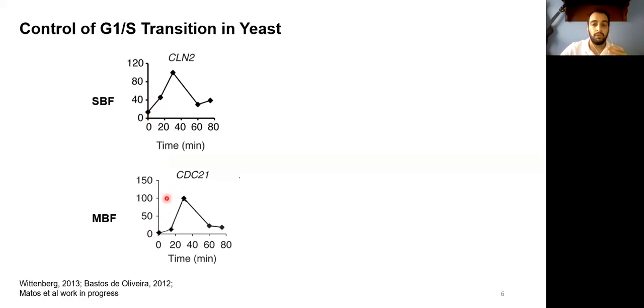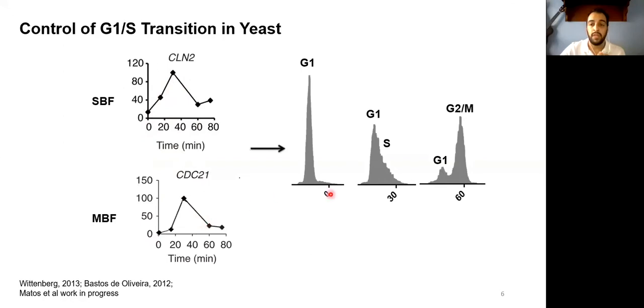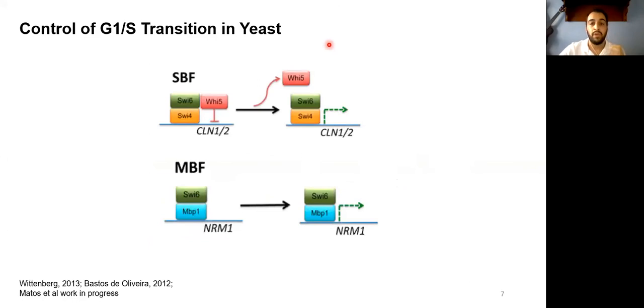The peak of those regulated genes occurs after 30 minutes of growth, and they return to basal levels after 60 minutes of growth, corresponding respectively to cells entering S phase and the G2 stage of the cell cycle at 60 minutes. This checkpoint is regulated by two different complexes, the SBF and the MBF. They share a regulatory subunit, SWI6, and they have their own transcription factors: SWI4 for the SBF, which is the homolog of mammalian E2F1, and MBP1 for the MBF complex.